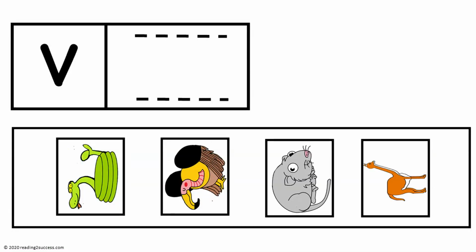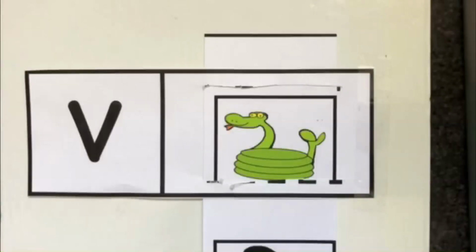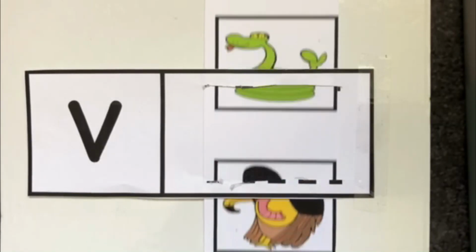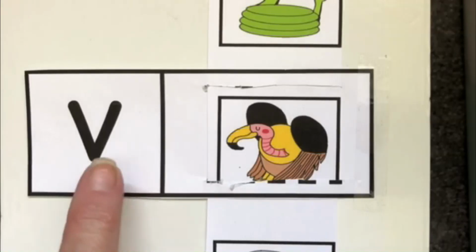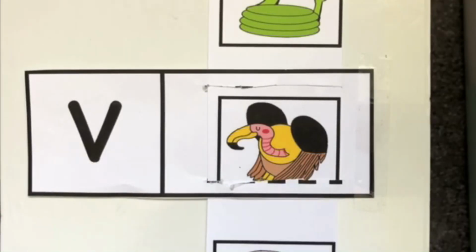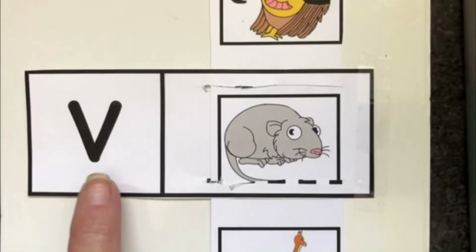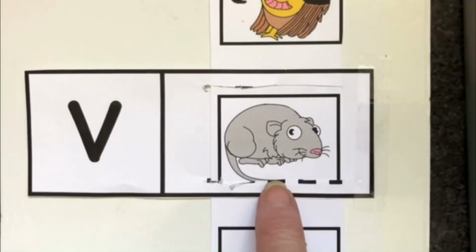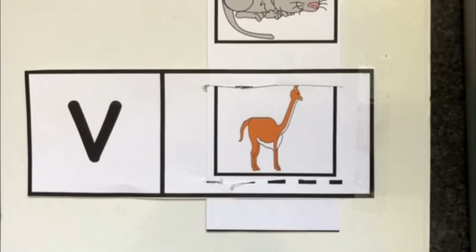This is the template for the next activity, the letter picture slide. This is our letter picture slide for V. V makes V, V, V. So V is for viper. V is for vulture. V is for vole. There is also a mole that starts with an M, but this is vole. And V is for vicuña.